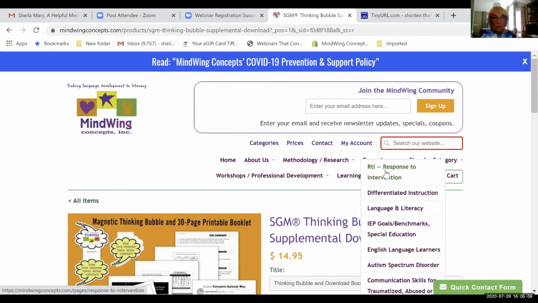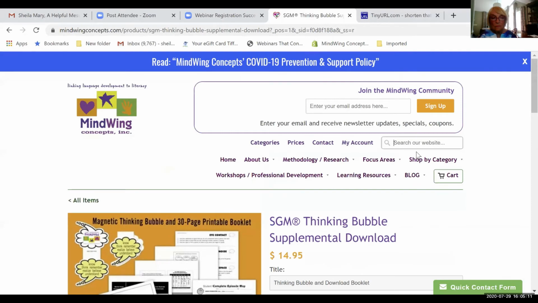And I also wanted to show you, if you search, and I know people are sending chats and I can't see them right now. Well, somebody's wondering whether the thinking bubble that you're sending out now was in the previous download, and it was not. No, the only time this has been shared is at ASHA. Correct. If you were at ASHA in 2019, you may have purchased it. Right. But other than that, it has not been available.